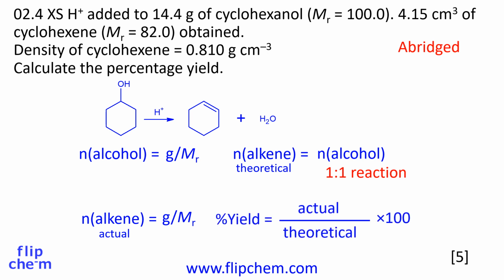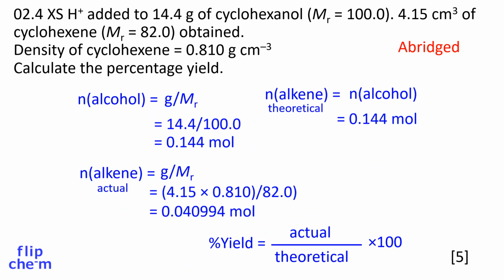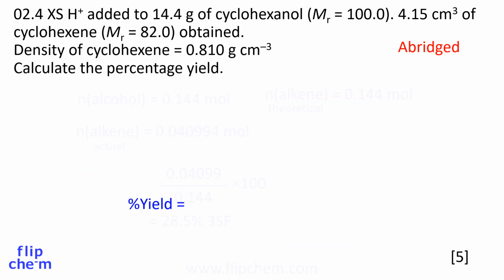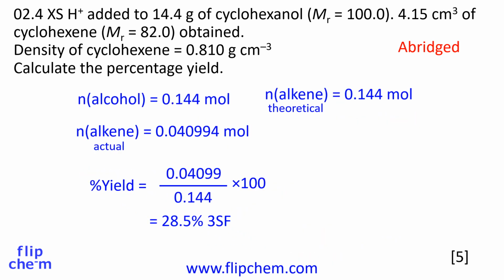Percentage yield is found by dividing the actual amount of the alkene produced by the maximum amount of alkene that could be produced theoretically. The amount of alcohol used works out to be 0.144 moles. To work out the mass of the alkene, multiply density by volume. The amount of the alkene actually produced works out to be 0.040994 moles. The yield works out to be 28.5% in this case, given to 3 significant figures.